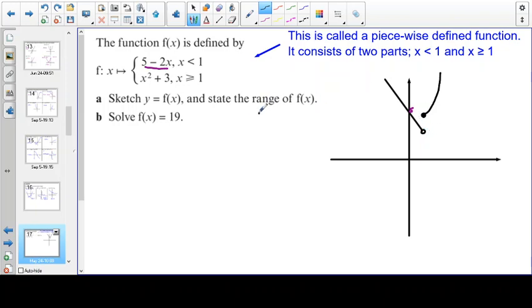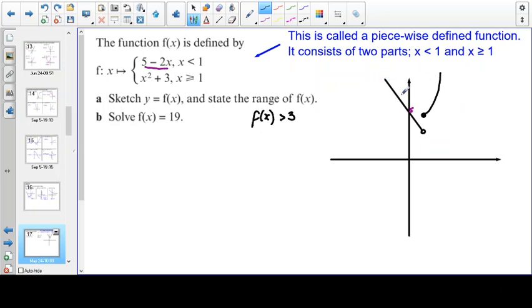So the range is going to be based on this, but y is not equal to 3 here, is it? Because x isn't equal to 1 here. So y has got to be greater than 3, but not equal to. Okay, so it's a bit more complicated. You've got to know what each shape is and consider particular points and the restrictions of the domain.